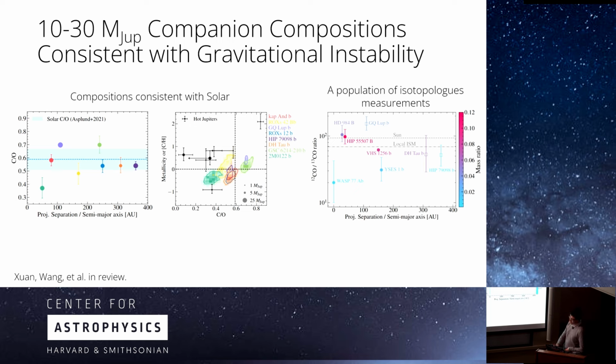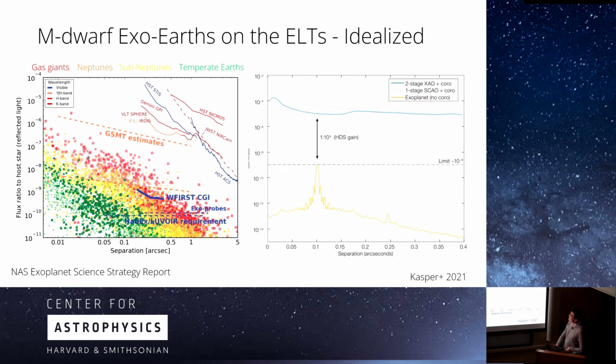Okay, so that's what we're currently doing, but like I said, KPIC is a testbed instrument. We're doing technology demonstration, and in particular for relevance for habitable worlds, what I talked about before for the Habitable Worlds Observatory, how can we get to habitable worlds through space? But folks are also thinking, how can we get there from the ground with the ELTs?